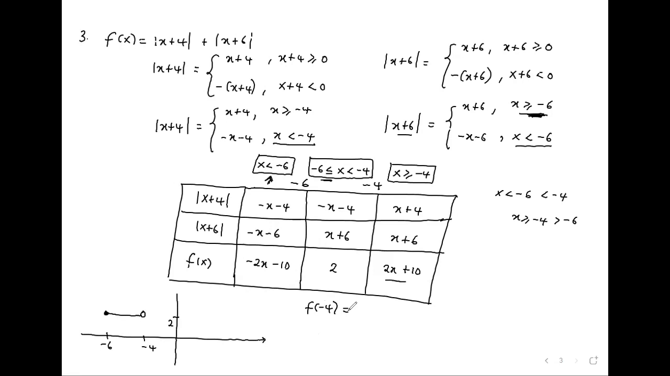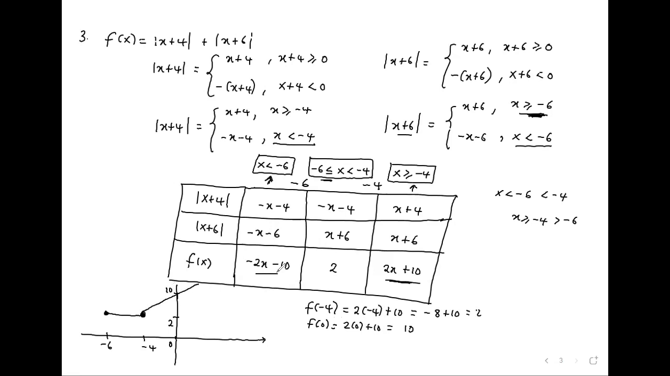Then when x is negative 4, we substitute in this piece because negative 4 is included there. So we have 2 times negative 4 plus 10. This is negative 8 plus 10, which is 2. So we get the point negative 4, 2, meaning we close there. And when x is 0, we're interested in the y-intercept also. It will be 2 times 0 plus 10, which is equal to 10. So the function will cross there at 10.